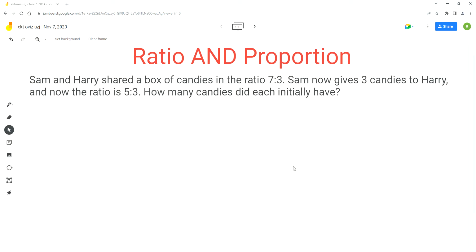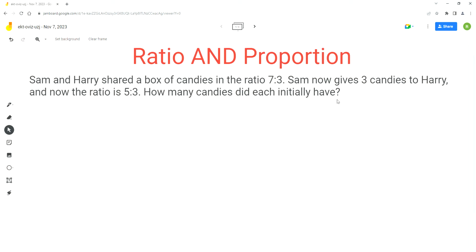Hello everyone. So in today's video, we'll solve this problem based on the concepts of ratios and proportions. Sam and Harry share a box of candies in the ratio 7 to 3. Sam now gives 3 candies to Harry and now the ratio is 5 to 3. And how many candies did each initially have?